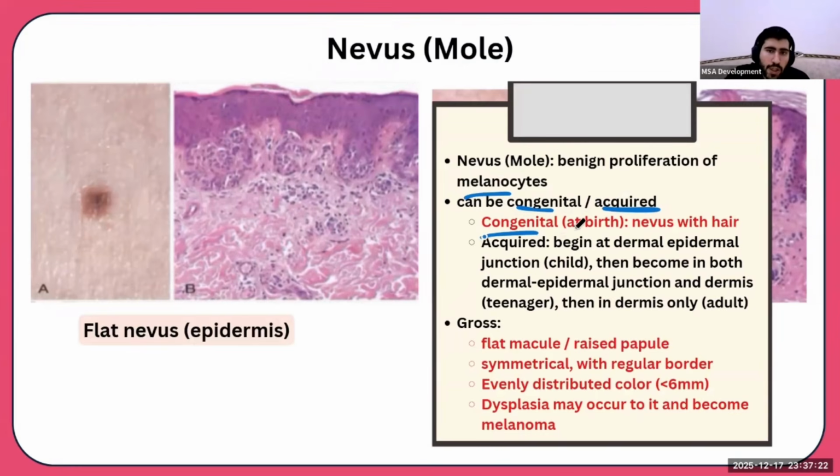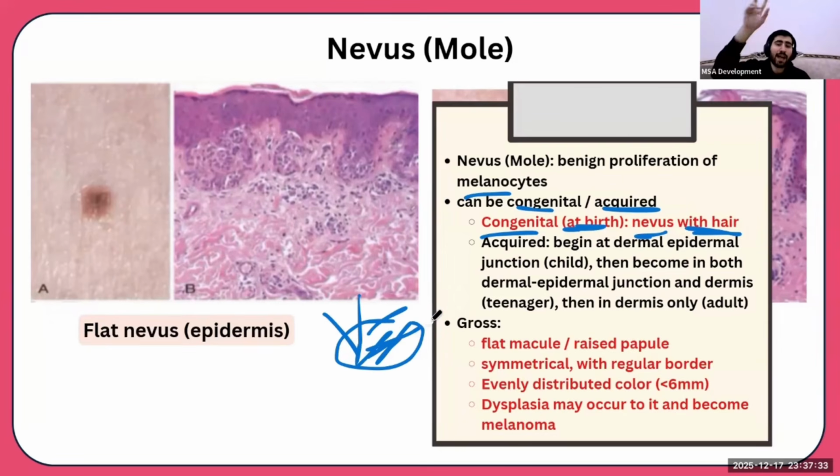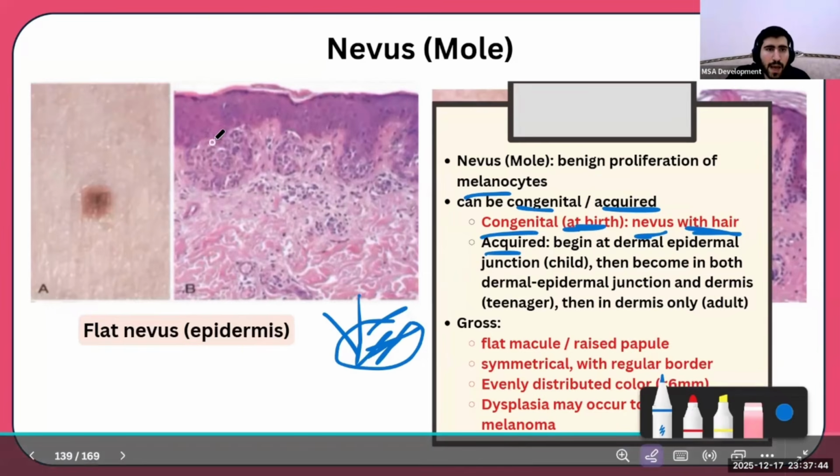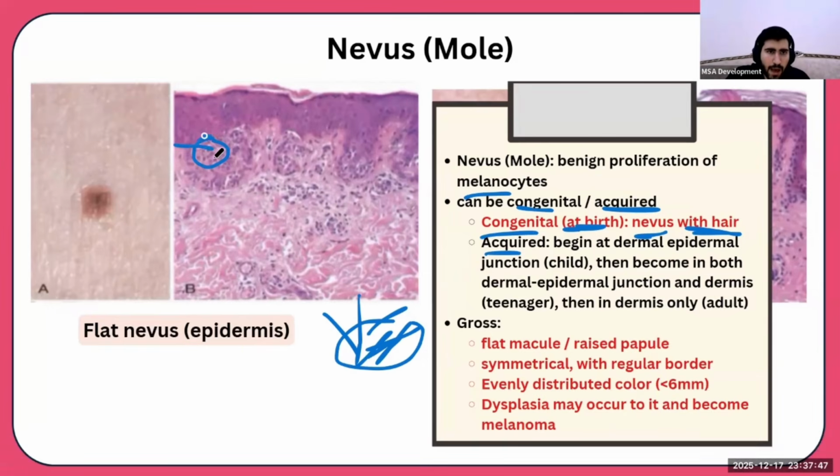Okay, so it can be congenital, which is at birth. And one sign that it's congenital is that this nevus has hair in it. So we have this nevus and the hair is coming out of it. That's congenital and that's benign. Okay? So congenital moles are moles that have hair growing out of them. Or it might be acquired. If it's acquired, it begins at the dermal-epidermal junction. Here we will have a mole. Okay? Then when we grow up, it will go down. So it will be in the upper dermis. And later on, when we are elderly, it will disappear from above and it will stay down.